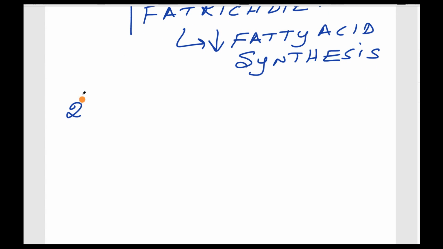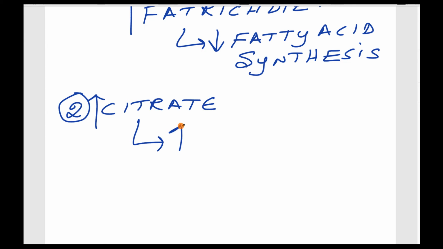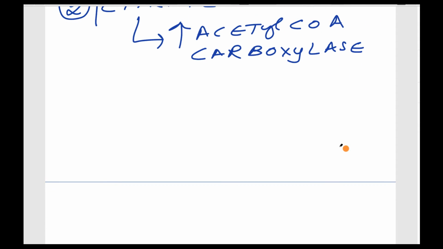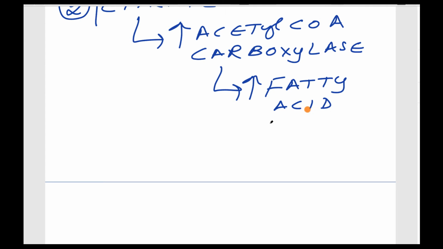Then the second aspect is citrate. Citrate is an intermediate of the citric acid cycle. When high citrate is present, there will be increased activity of acetyl coenzyme A carboxylase. As you know, acetyl coenzyme A carboxylase is a regulatory enzyme. Then fatty acid synthesis increases.